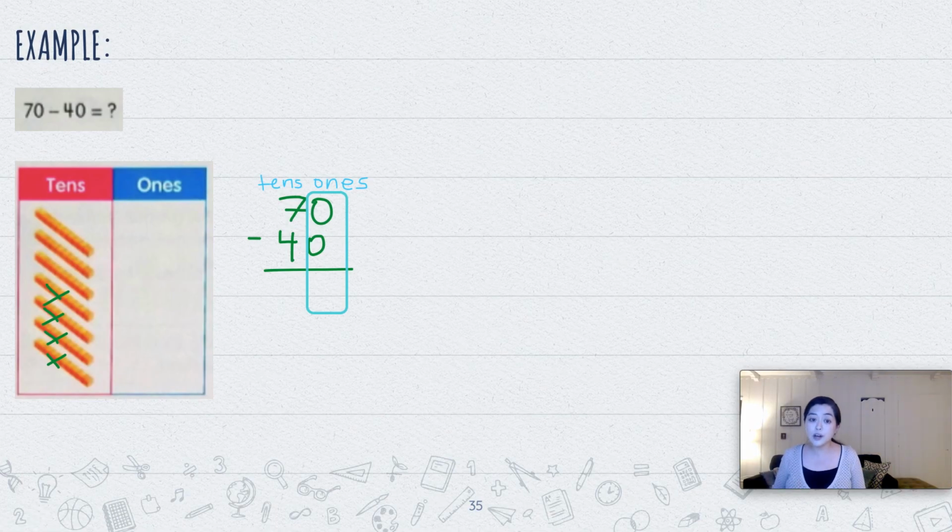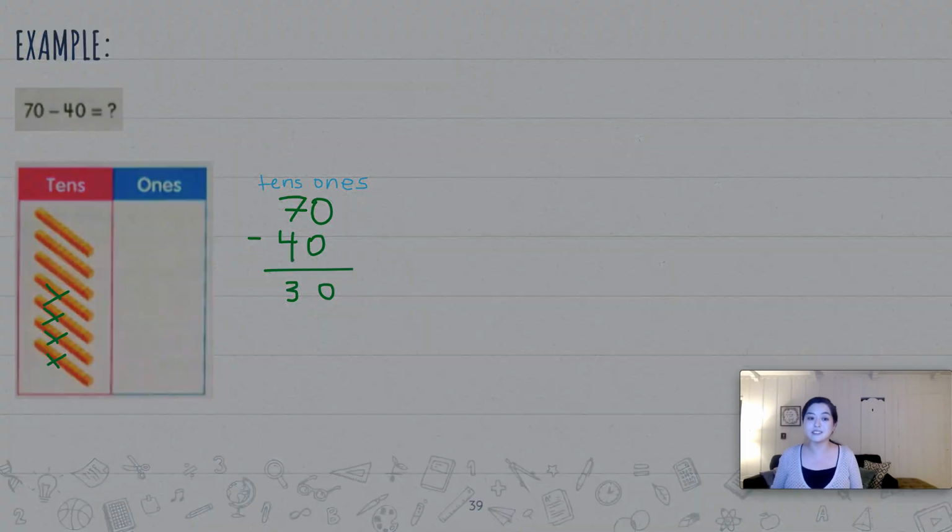Let's subtract the ones. We always start with the ones. 0 take away 0 is 0. What's next? We have to subtract the tens. Let's subtract the tens. 7 take away 4 is 3. So 70 minus 40 is 30.